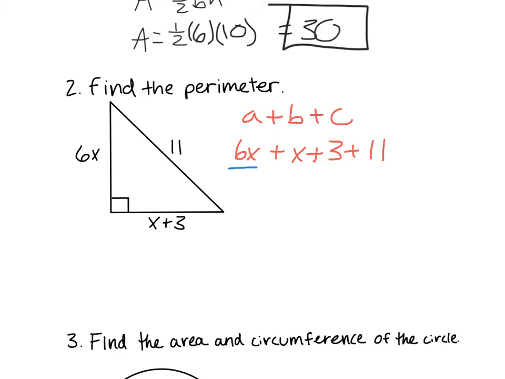So let's add the x's together. What's 6x plus x? 7x. And what is 3 plus 11? So 7x plus 14. That would be our perimeter.